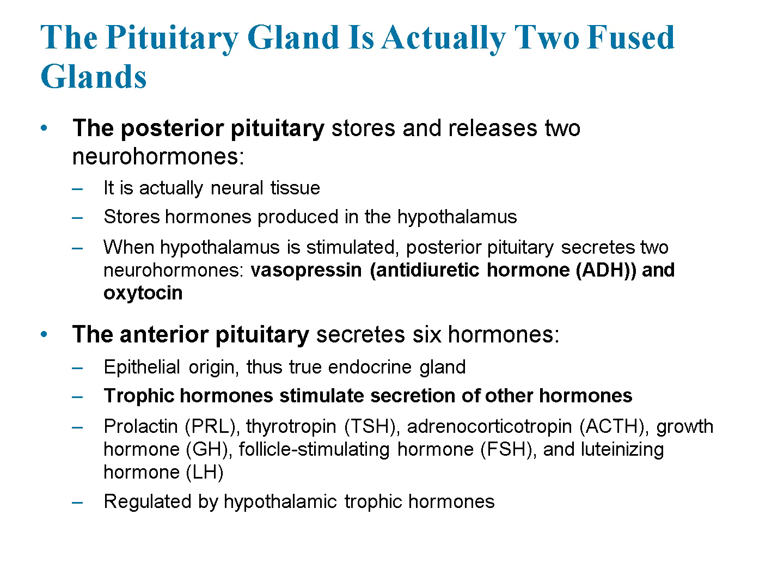The anterior pituitary secretes six hormones. It has an epithelial origin, making it a true endocrine gland. It releases trophic hormones that stimulate the secretion of other hormones. The anterior pituitary hormones include prolactin, thyrotropin, adrenocorticotropin, growth hormone, follicle-stimulating hormone, and luteinizing hormone. These hormones are regulated by hypothalamic trophic hormones.